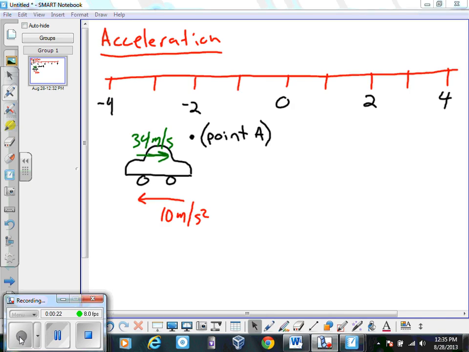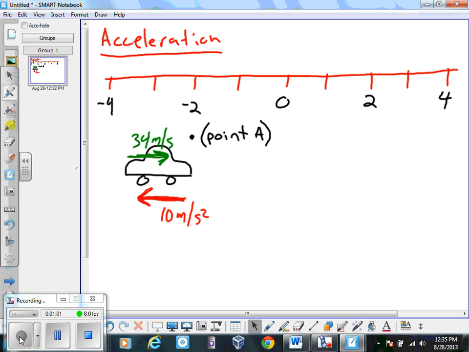Okay, I've got a little picture here for you on acceleration. You can see we have point A, and point A is where this car is when we first start tracking its motion. And if you look at the picture, you can see that it is going to the right at 34 meters per second to the right, that's its initial velocity. And you can see that we also have an acceleration then of 10 meters per second squared. And the arrows then are signifying the direction of the vector.